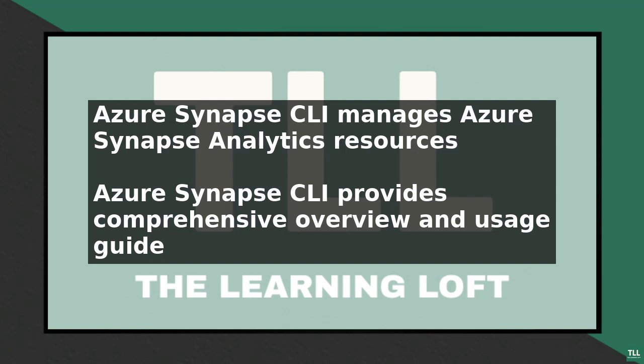Setting up Azure Synapse CLI. To use Azure Synapse CLI, you need to install it first. You can install it using pip install Azure Synapse CLI. After installation, you need to log into your Azure account using az login. Then you can set the default subscription using az account set.